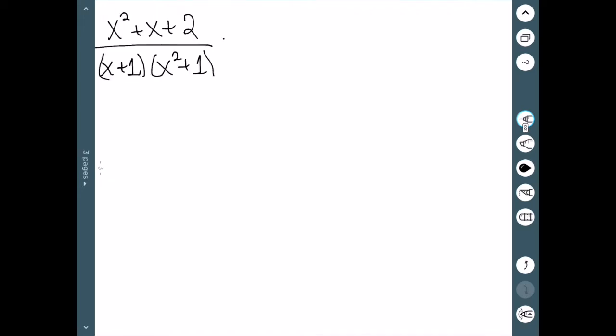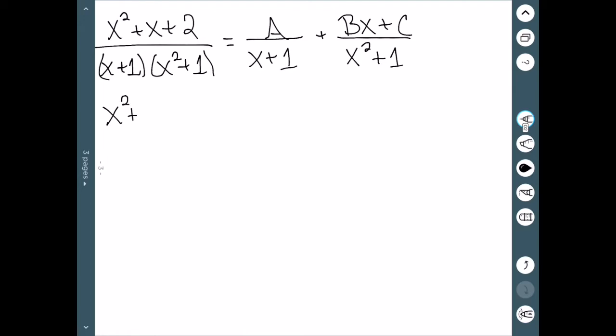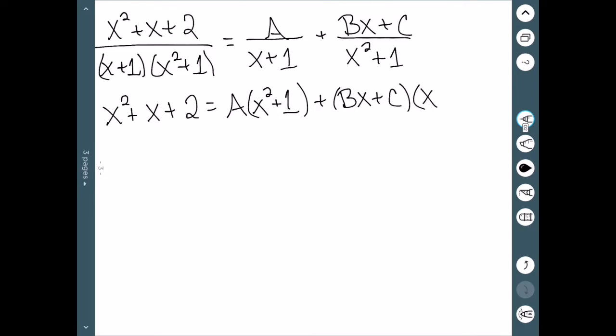When I set up my partial fraction decomposition, the x plus 1 just gets an a. And then the other term, the irreducible quadratic, is going to correspond to bx plus c. We can then multiply by the denominator. On the left, I have x squared plus x plus 2. On the right, a times x squared plus 1, and then plus bx plus c times x plus 1.